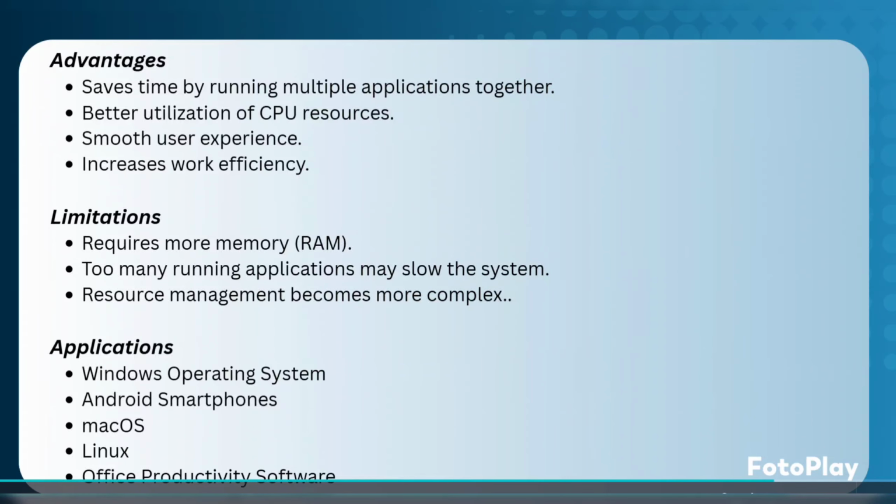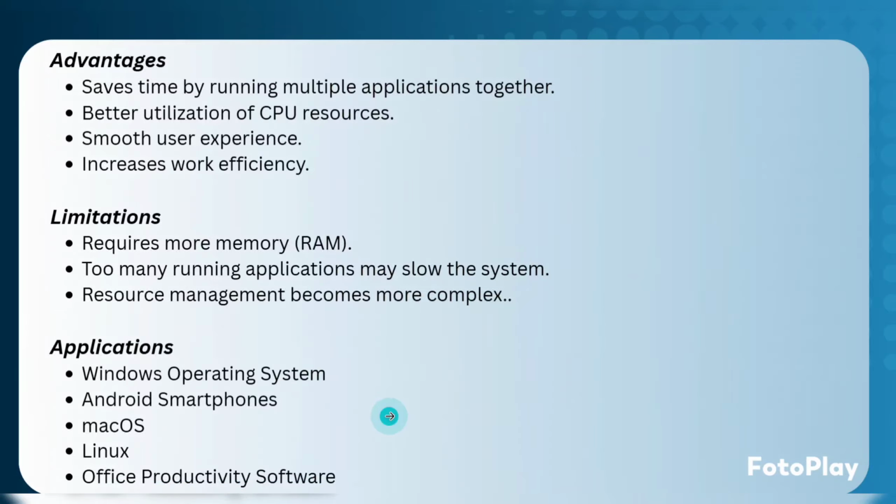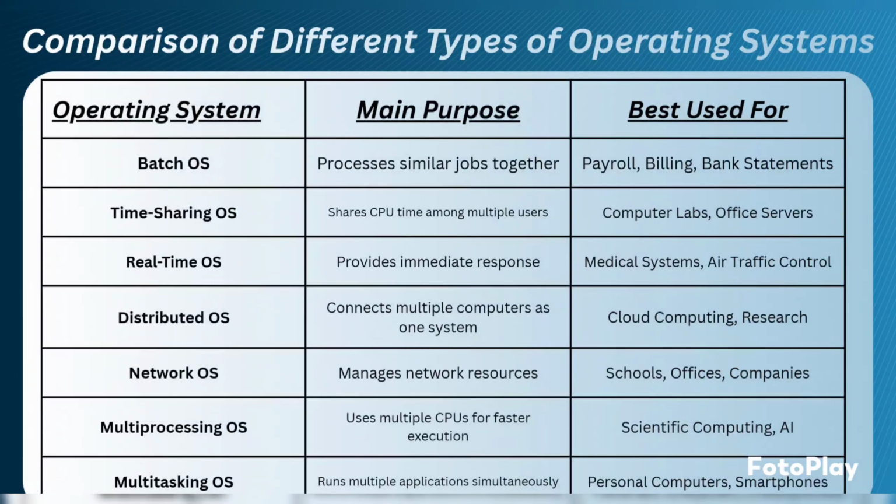Its main advantage is better productivity, it is efficient, and has a smooth user experience. However, if too many applications are open at once, the system may become slow because memory and processor resources are limited. Its examples are Windows, Linux, macOS, Android, and even smartphones that allow us to switch between multiple apps. Now, let us discuss the comparison between these operating systems.